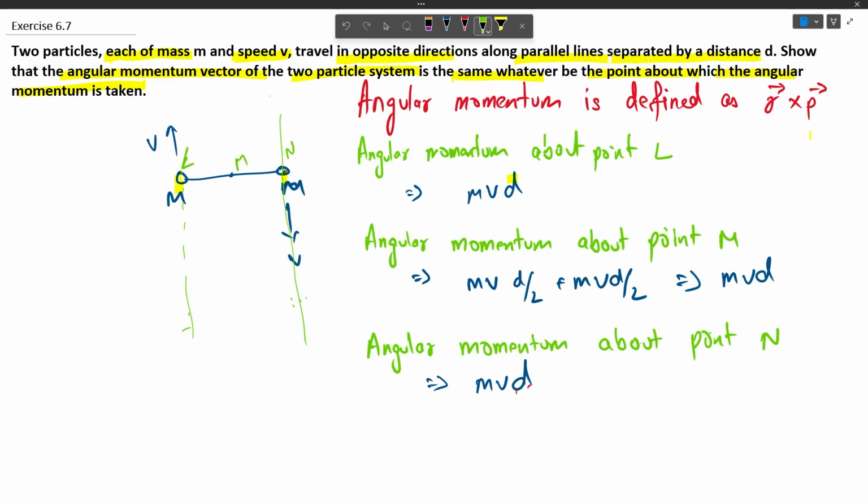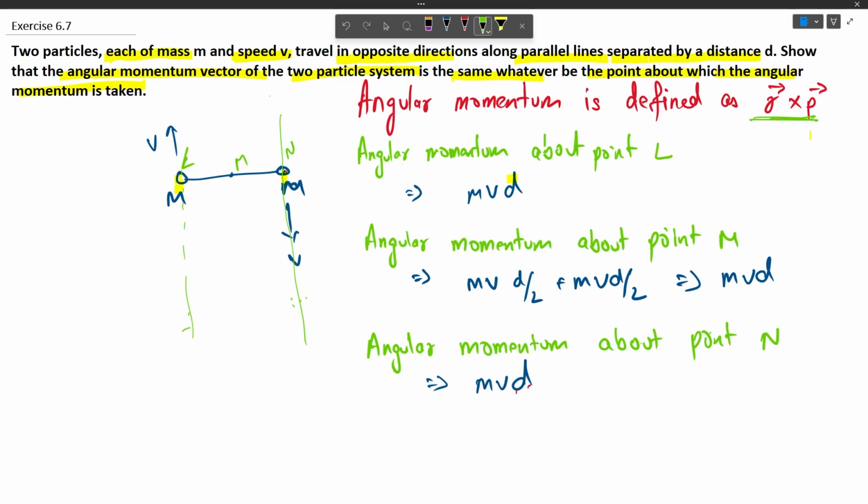We know that angular momentum is defined as the cross product of r and the linear momentum. The linear momentum of the particle at position L would be in the same direction as it is moving, that is, the direction of its velocity. And so let us now calculate the angular momentum about the point L.